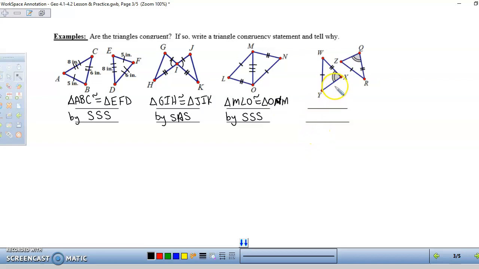Okay, and then lastly here we have an angle and then we have 2 sides. However, notice that the angle is not an included angle. This is a non-included angle. So this one is going to be no. The angle would have to be here, and that's not what we have.